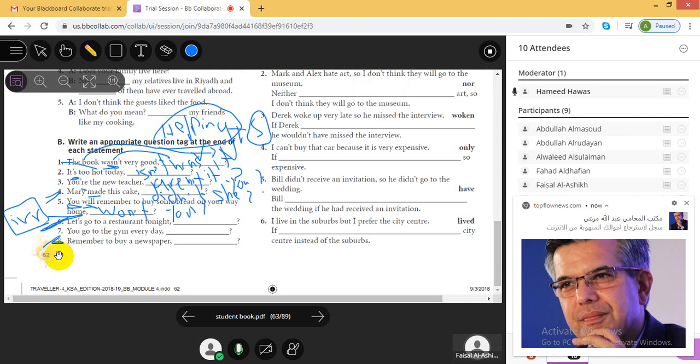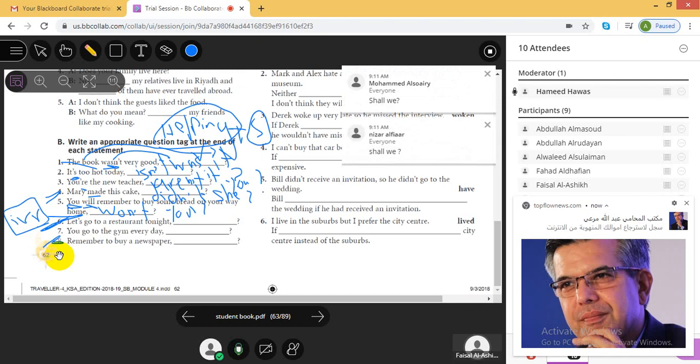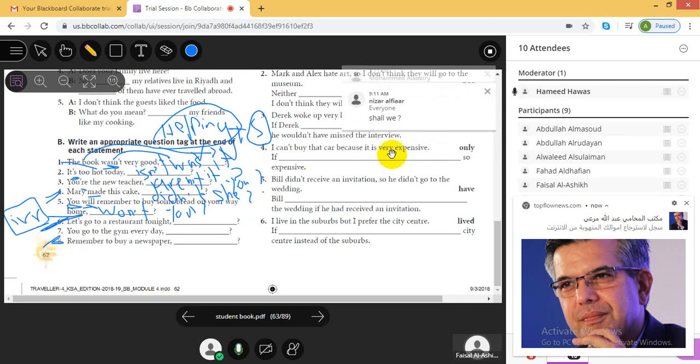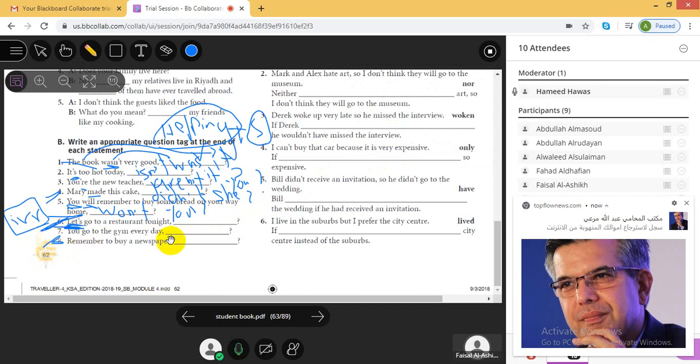When I say let's go to the restaurant tonight, your friend gives you a suggestion. Okay, let's go to a restaurant tonight. It can be, very good, Muhammad. Shall we? Yes, shall we, Nizar? Very good. You must know that if we have let's and you want to make a question tag, you will make it what? Shall we?